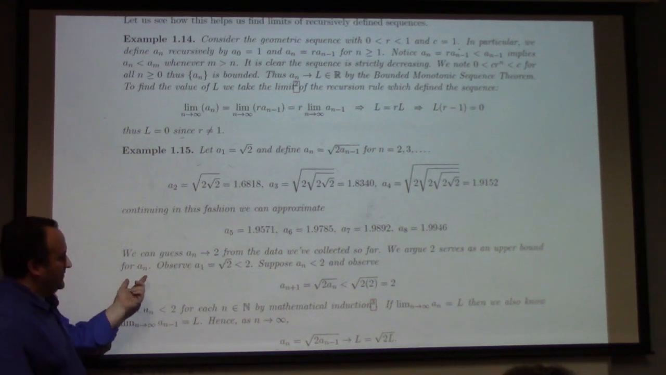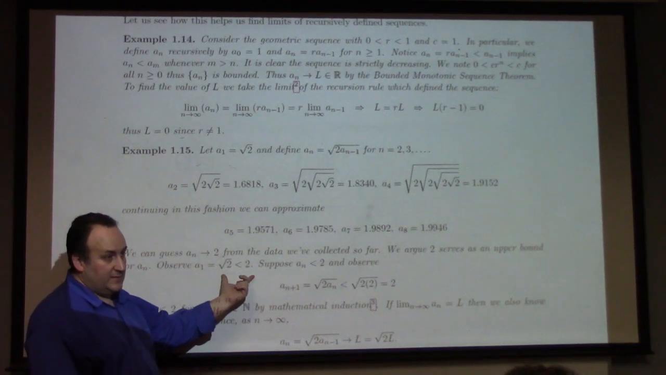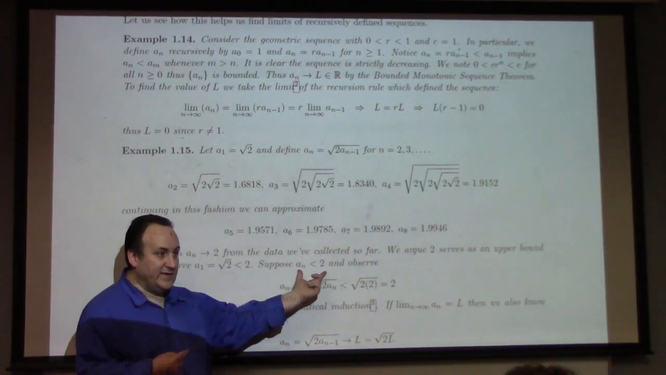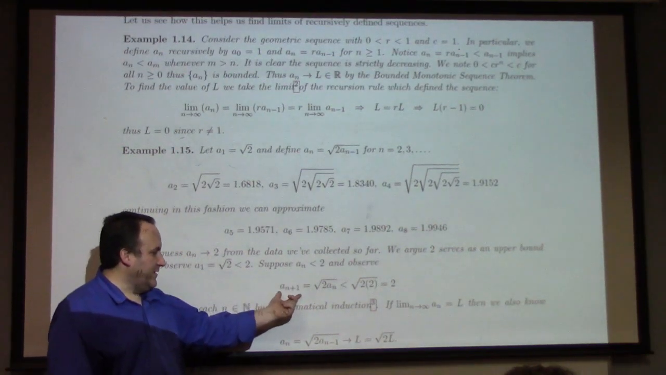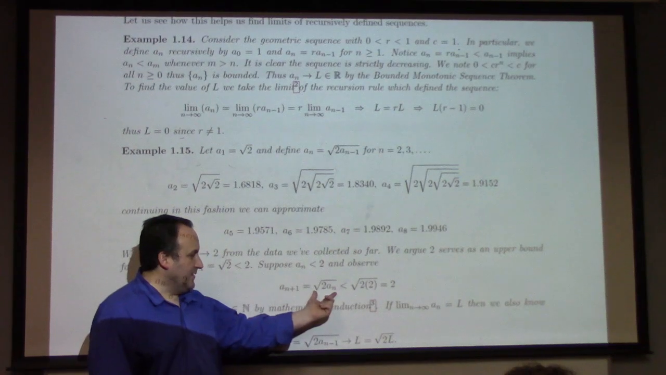So if you notice that a sub 1 is equal to the square root of 2, which is less than 2, right? And suppose that a sub n is less than 2, all right? Look at a sub n plus 1. A sub n plus 1 is equal to the square root of 2 times a sub n.